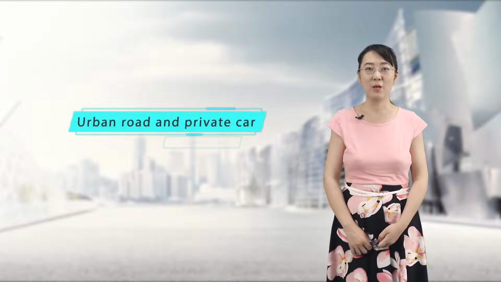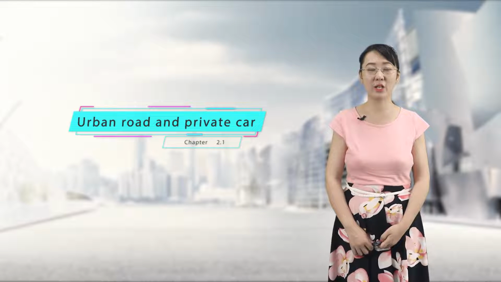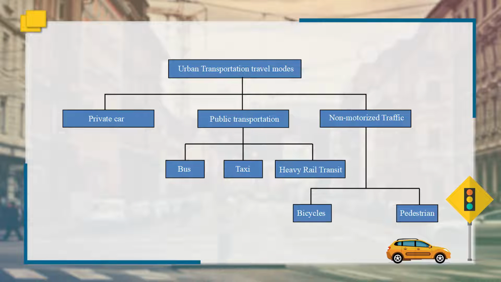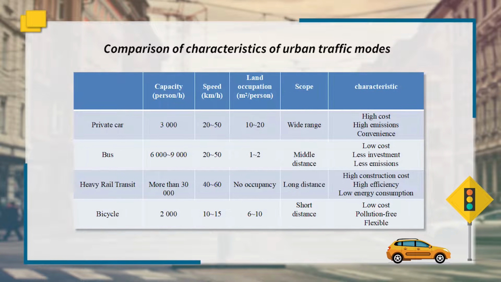In this chapter, we will introduce the urban transportation system. The urban travel modes for residents consist of private cars, bus, taxi, mass rail transit, and other non-motorized traffic modes. The following table is the characteristics for different modes.